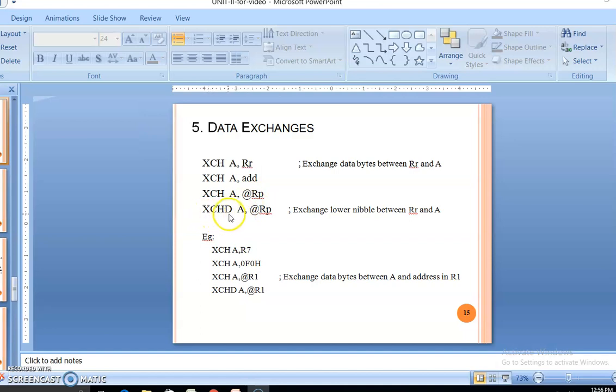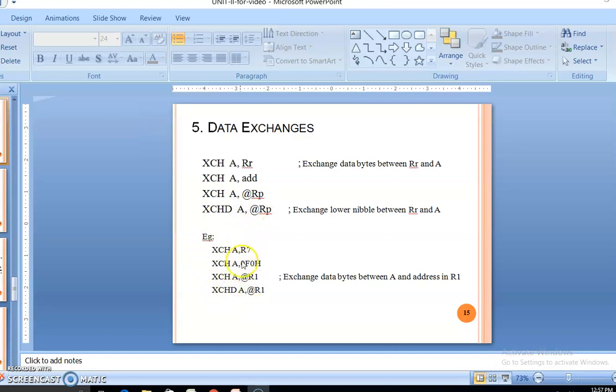Next is XCHD. This is a special mnemonic. It is used to exchange the lower nibble of the two operands. Every byte has two nibbles. A nibble is nothing but 4-bit binary data. So 8-bit data is divided into two parts, two nibbles. The lower nibbles of the operands are going to be exchanged.